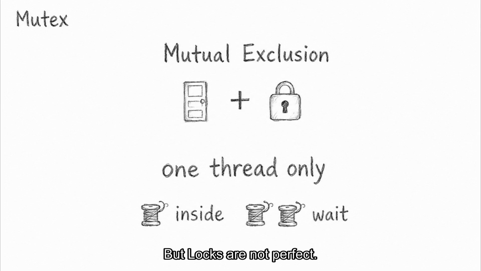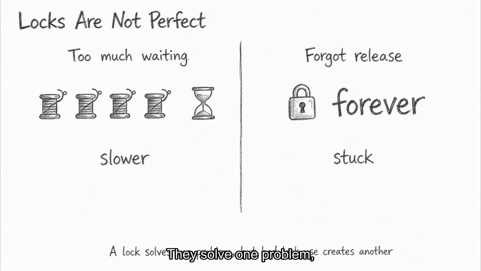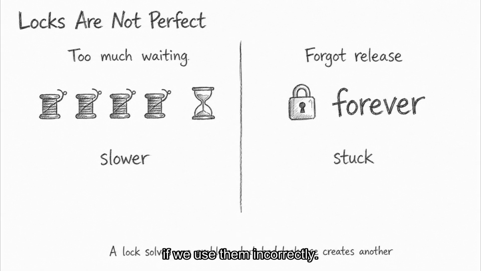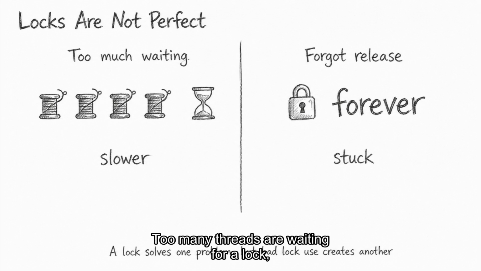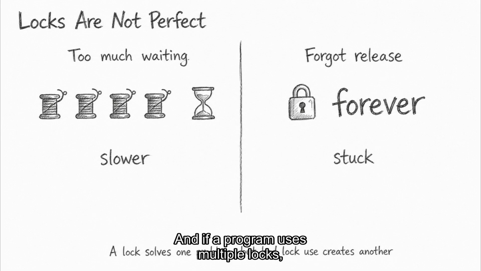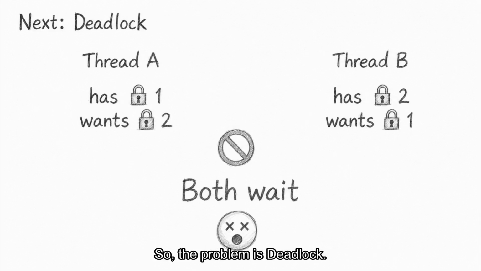But locks are not perfect. They solve one problem, but they can also create new problems if you use them incorrectly. For example, if too many threads are waiting for the lock, the program can become slow. And also, if a thread gets the lock but never releases it, other threads may wait forever. And if a program uses multiple locks, an even bigger problem can happen. So the problem is a deadlock.